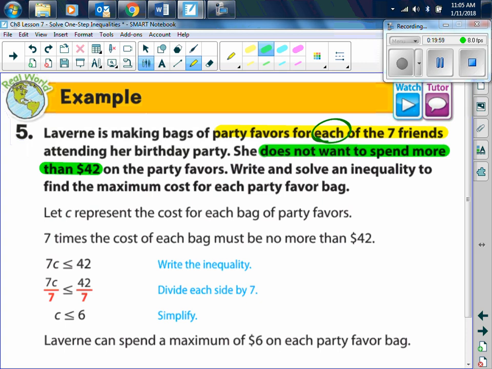So 7C is less than or equal to 42. We're going to divide by 7 on both sides. And the cost of each one of those party favors is going to be less than or equal to $6.